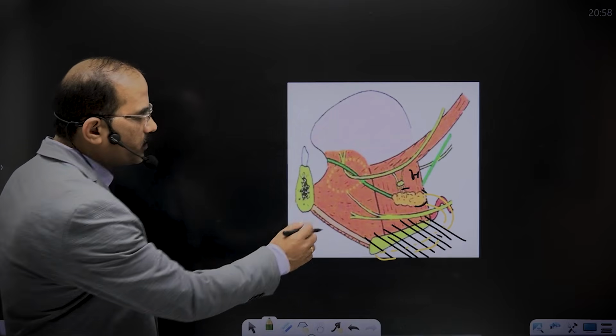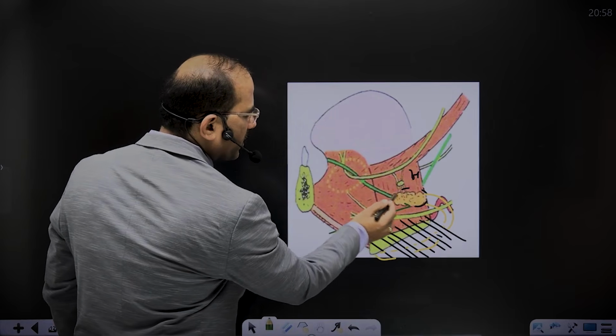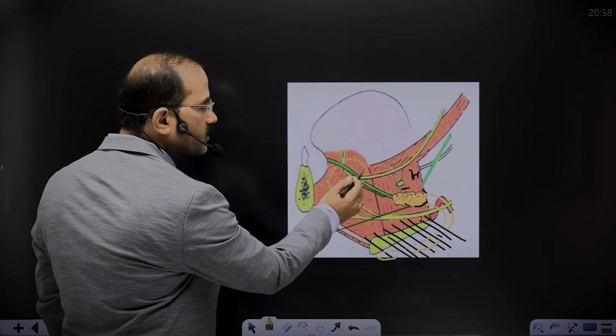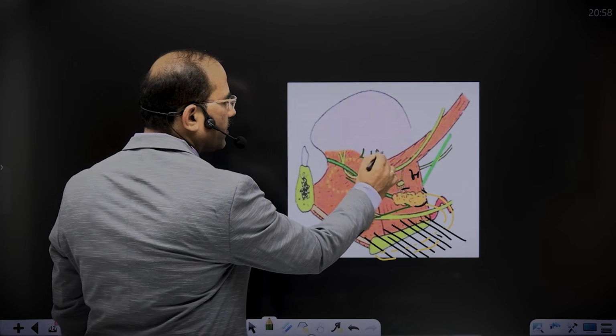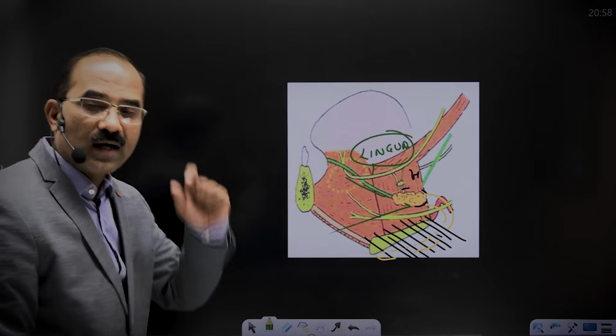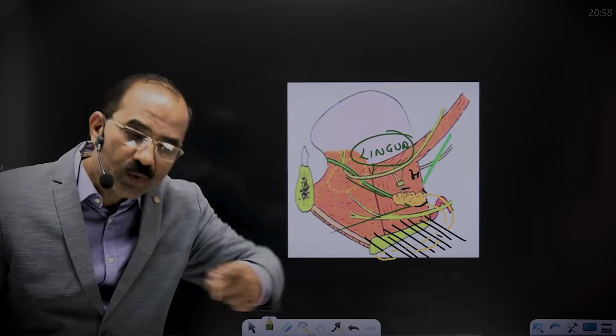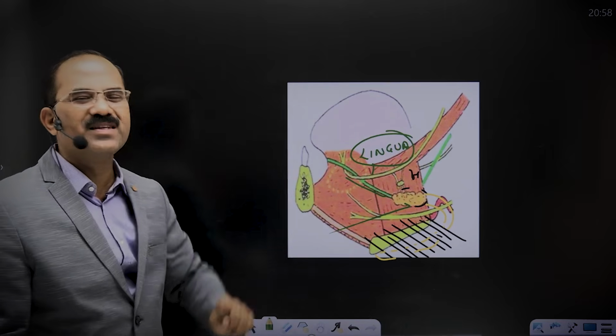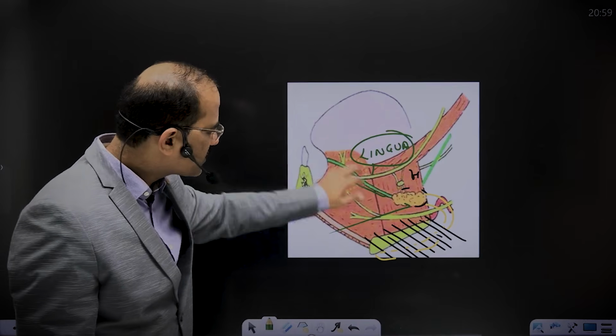Look, this is the deep part of the submandibular gland. That's the submandibular duct. This submandibular duct is crossed by a nerve. That's a very important MCQ, students. The submandibular duct is crossed, it is looped by the lingual nerve. Can you see this?